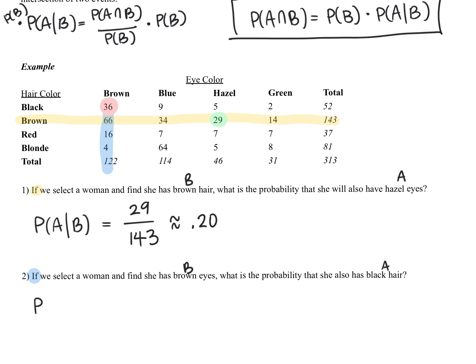So my probability of A given B is going to be 36 over 122, which simplifies to 18 over 61, which in decimal form is approximately 0.30. So that's how we do conditional probability from a table, which is a lot easier than it seems because you are restricting to a row or a column, and that's the total you use.